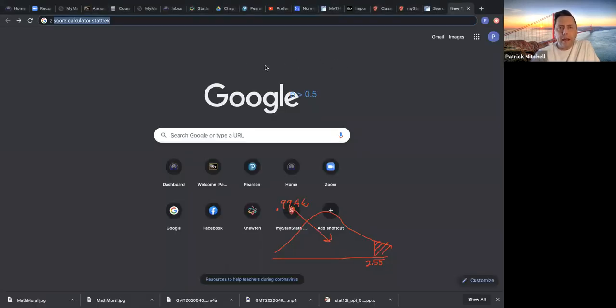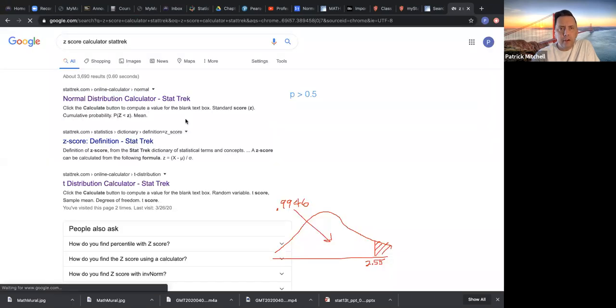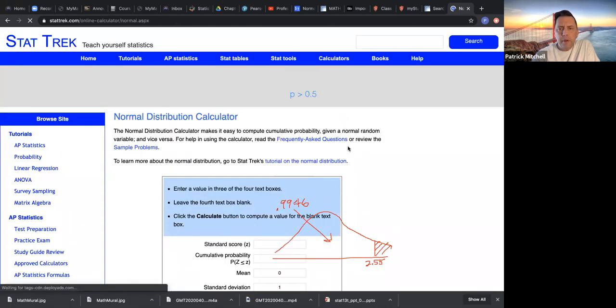Okay, so here I am, about to pull up StatCrunch. Remember the way I did that last time was I typed Z-score calculator StatCrunch into Google. So when I hit enter, the very first result that comes up is normal distribution calculator. So let's pull that up.